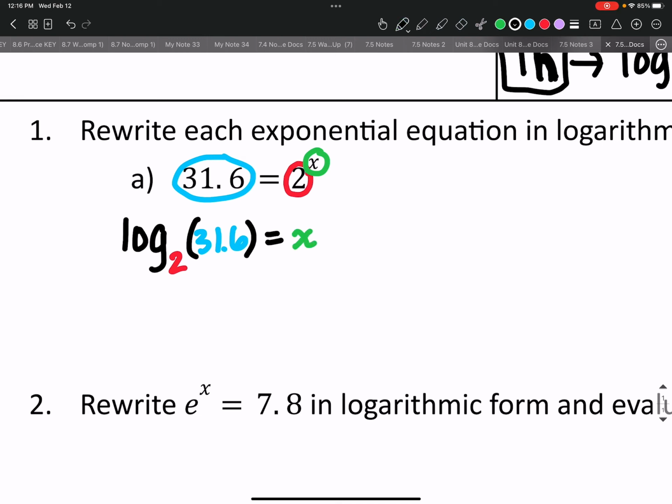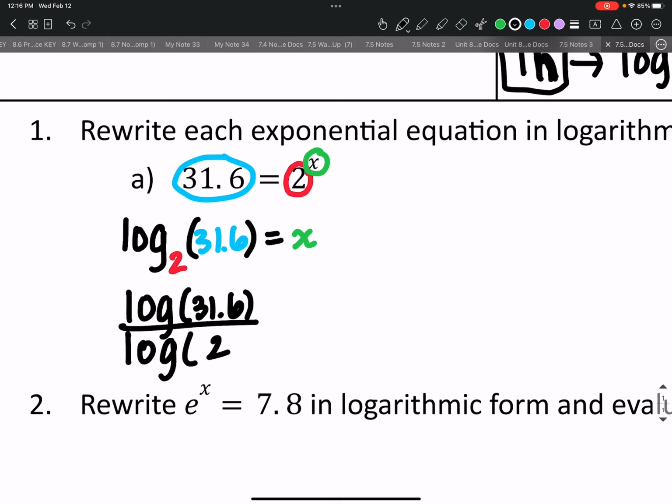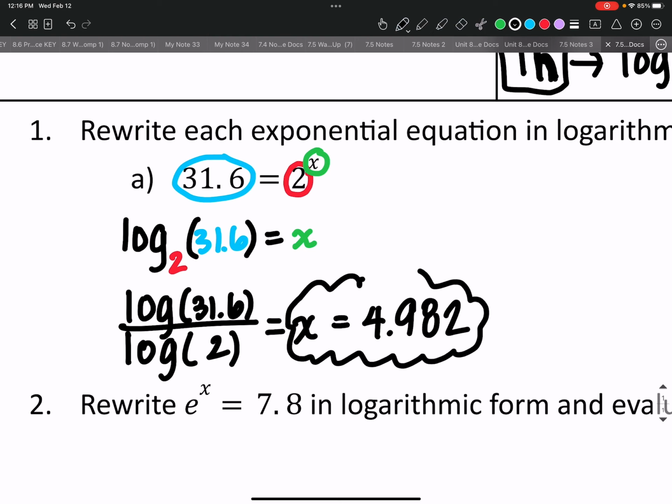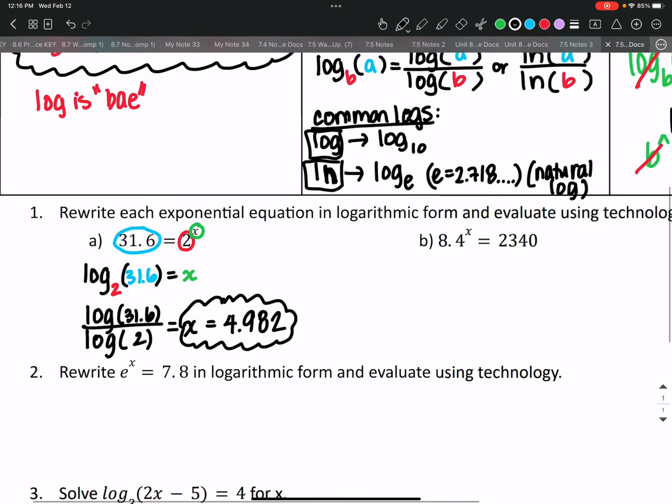This I can't put in my calculator because it has a base of 2, so I have to change the base. I'm using that change of base formula where I do log base 10 of 31.6 divided by log base 10 of 2. This I can put in my calculator and get an answer, and when I do that, I'm going to get an answer of 4.982. So this is my answer for what I have to raise 2 to get 31.6.